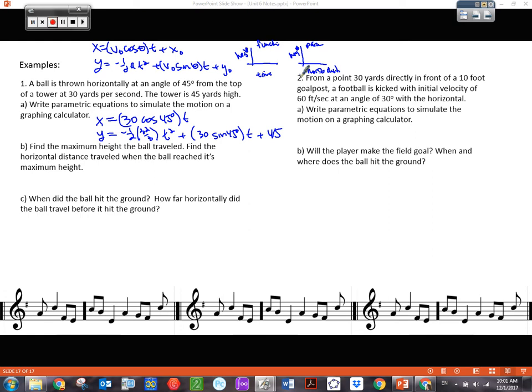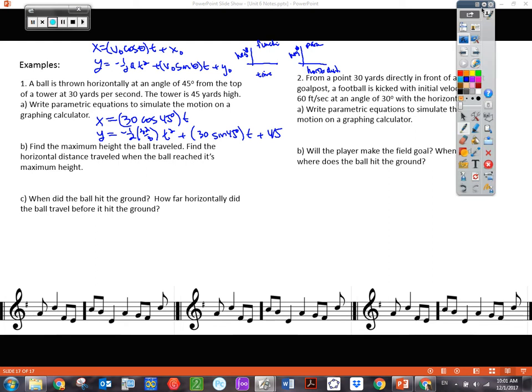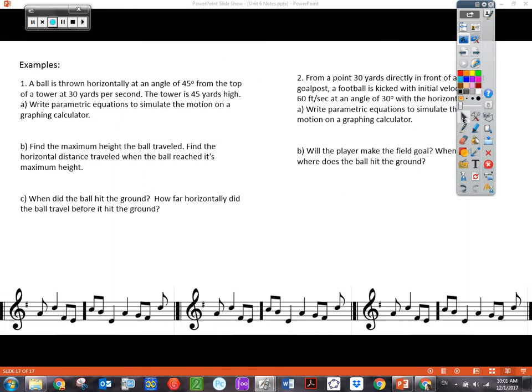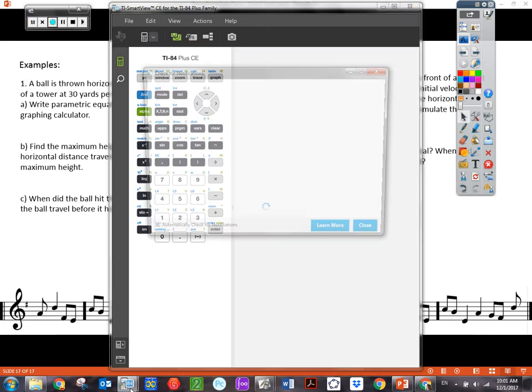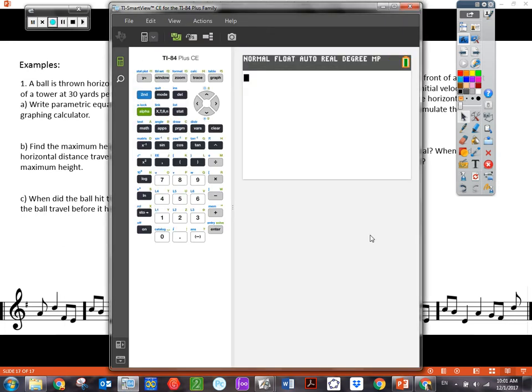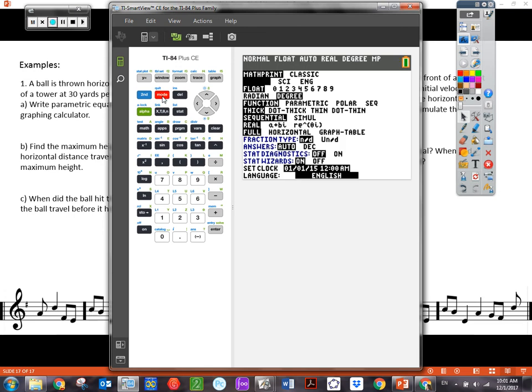Okay, so let's start out in function mode, and I'm going to have to erase this. Is everybody okay? Okay, I have to erase this to pull the calculator up. I've actually already input those equations into my calculator just to save some time. So we're going to go to function mode. So we go to our mode. Let's make sure we're in function mode. Make sure that you're in degrees, because if you're in radians, it's not going to work right. So we're in function mode.